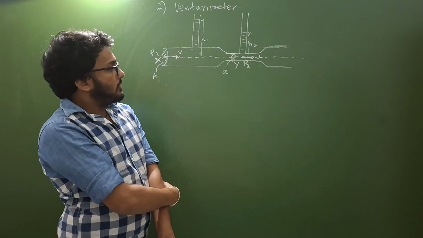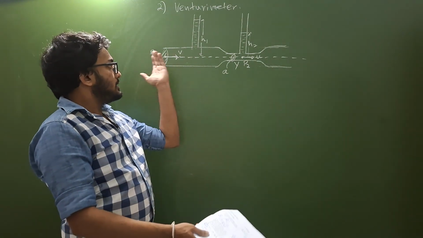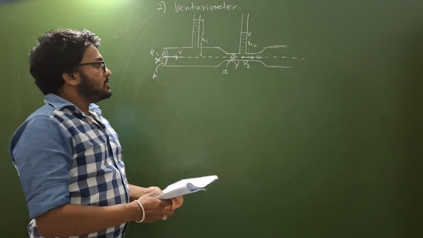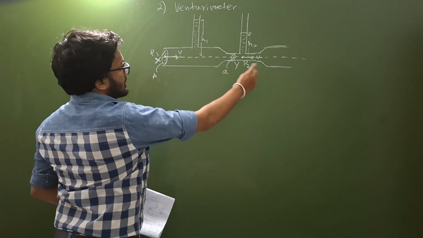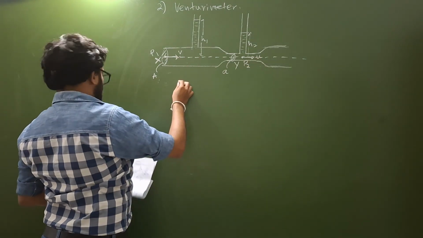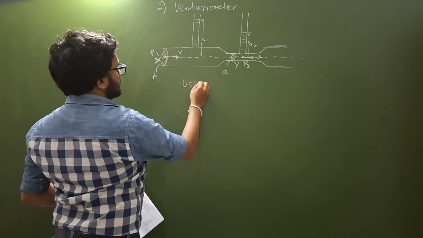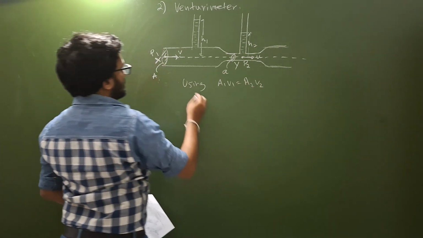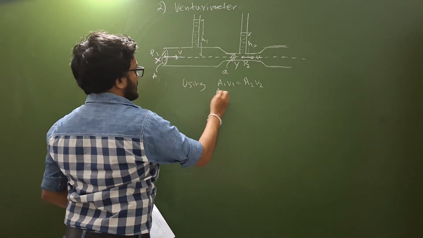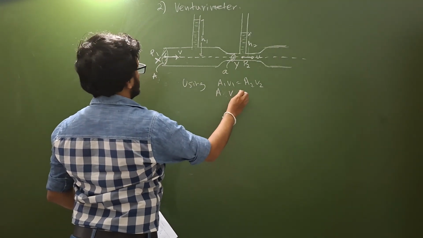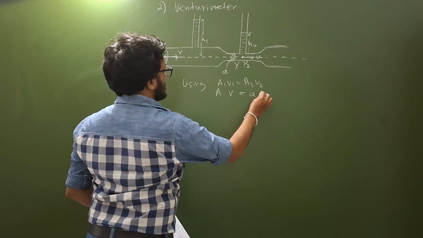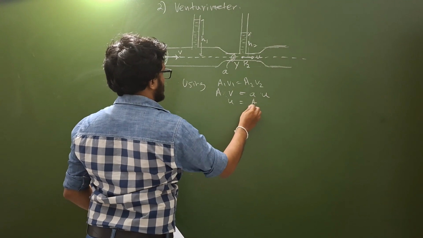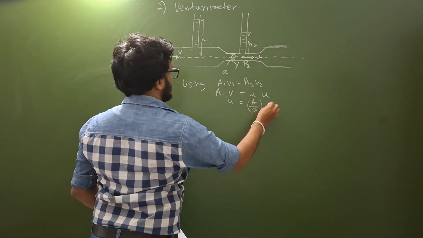Now what I need to find is the velocity of water flowing through this pipe. That means the velocity of water flowing in the initial pipe, not the smaller one, but the initial larger one. So let's first find an expression for this u from the equation of continuity, using A1 V1 equals A2 V2, applied to these two places. Capital A times V equals simple A times u. So u equals simple A over capital A times V.